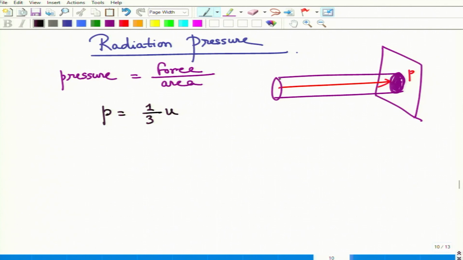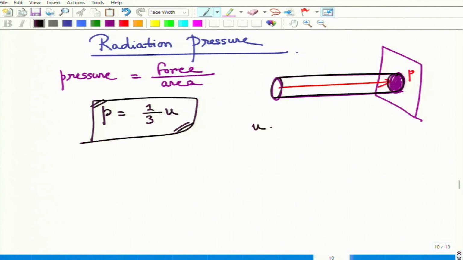As we discussed before, the total energy stored in the volume is U times C per second, so the force should be related to that energy density U. I am not going through the derivation, but the form will be P equals 1 by 3 U, and this is a very important relation. This is called the radiation pressure, and U is the energy density. If we check the units, they will be consistent as well.